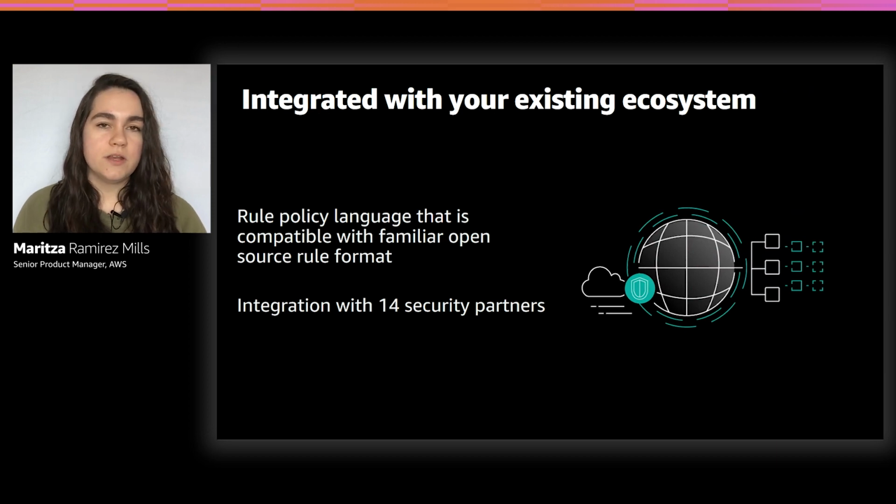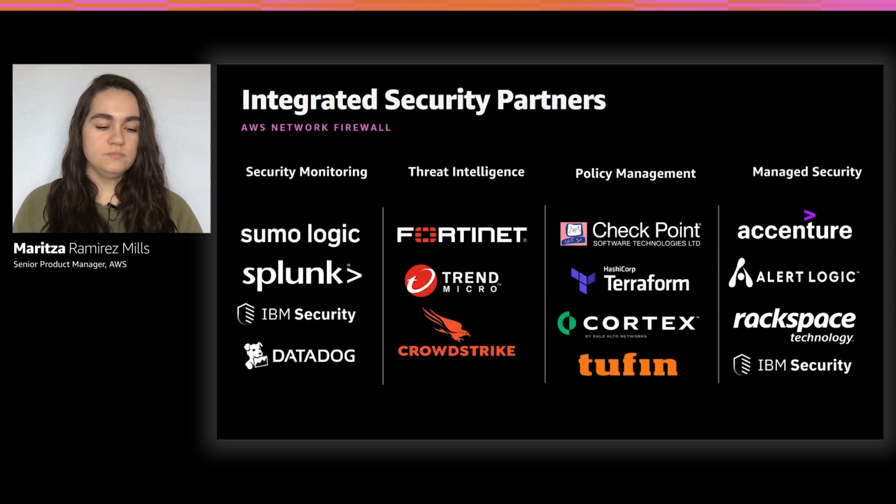Network Firewall is also integrated with 14 security partners at launch, with more to come soon. We'll take a look at some of those security partners now. Network Firewall is integrated with security partners that you're already familiar with and probably already using today across security monitoring and security information and event management, managed threat intelligence feeds, policy management, governance, automation, and orchestration, as well as fully managed security offerings and professional services. I'll take a look at just 2 or 3 of these in more detail. You can also find more information about these partner integrations on our product page.